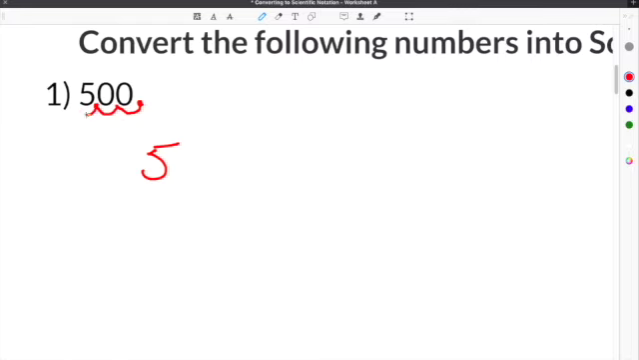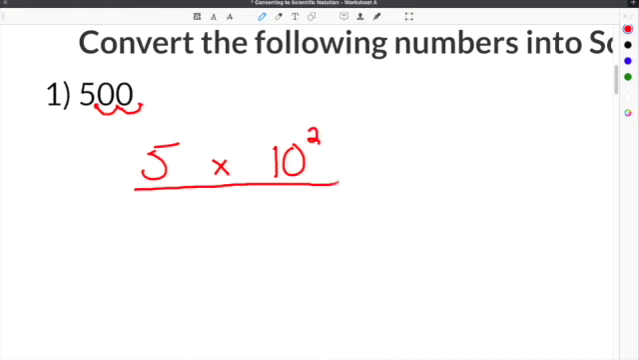If you moved it one more time, it would become 0.5. That is not in between 1 and 10, so we don't want to use that. So we'll stop right here at 5. Then we move the decimal 2 times, so we know that the exponent on the power of 10 will be 2. And this time it's positive because we started with a number greater than 1. So our solution for 500 in scientific notation is 5 times 10 to the second power.